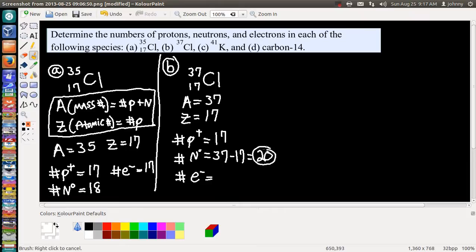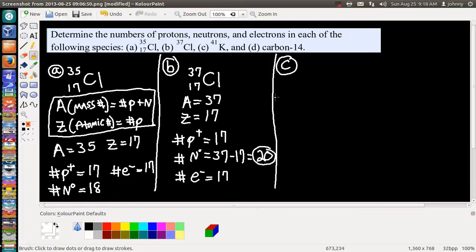Now, to get the number of electrons, once again, there is no charge here. So what did I say earlier? The number of protons would equal the number of, that's right, electrons. So this number is 17 once again. Okay, we're done with B. Let's look at C.